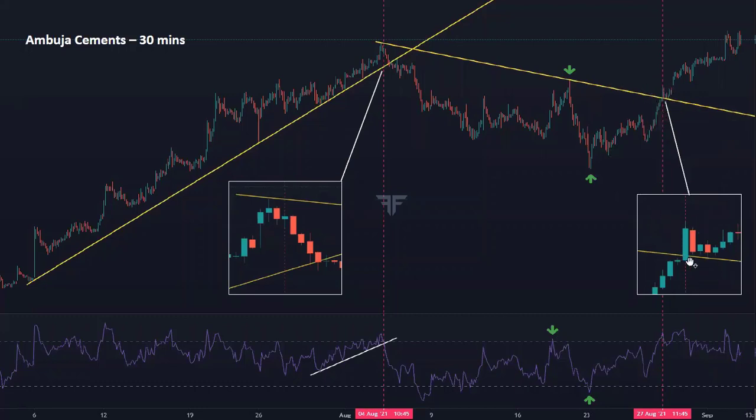Now that breakout is accompanied by a very bullish candle. This particular candle is called a bullish belt hold line in Japanese candlestick parlance. So you have a very tall bullish candle that formed when the breakout occurred. And that breakout is occurring despite the RSI being above 70. Now, this is one instance where you could consider going long despite the RSI being above 70.